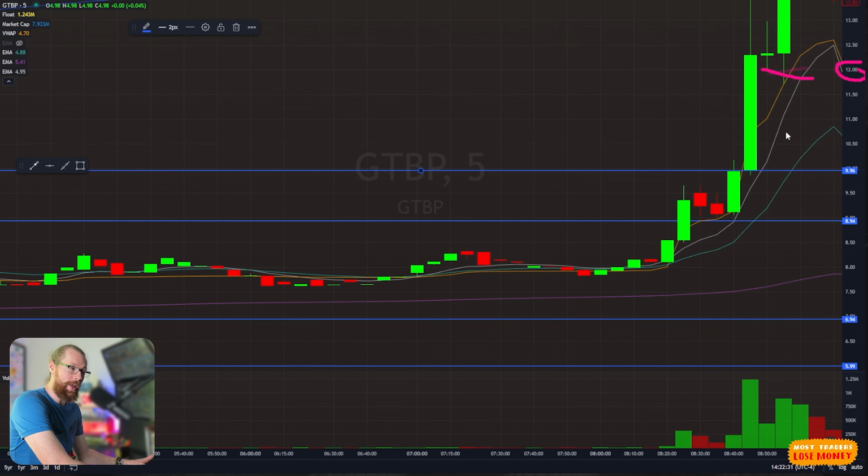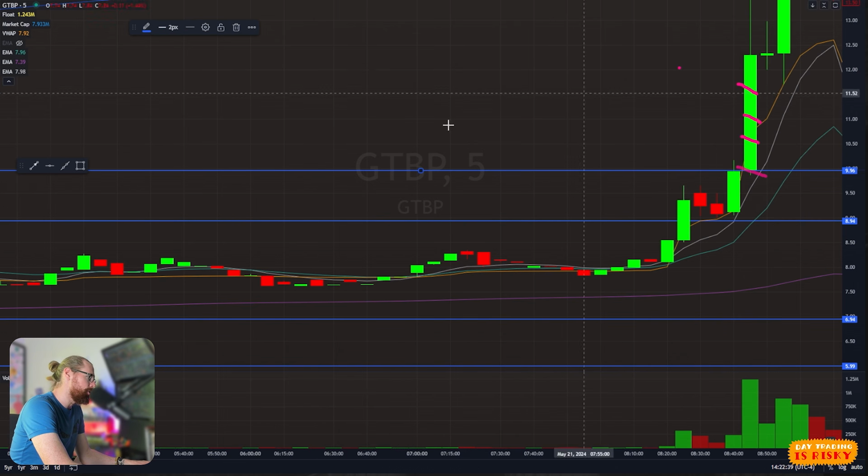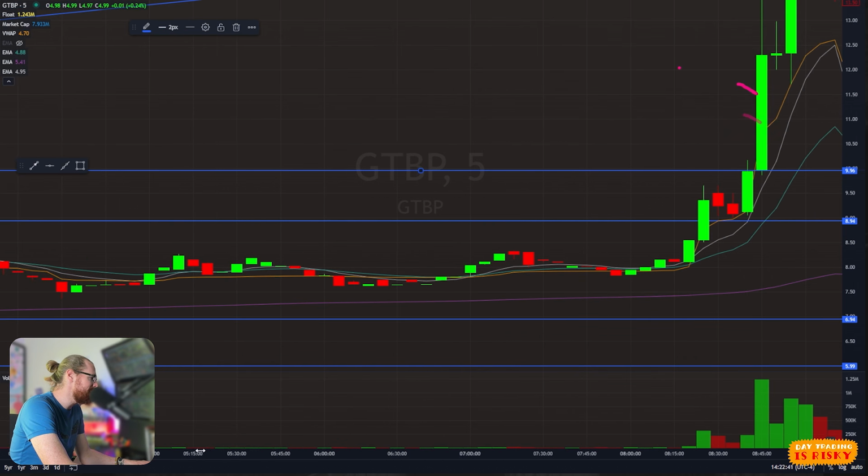Now, this became borderline parabolic when the price is going 50 cents or $1 a share at a time. That's when I say it's parabolic. We're seeing really incredible momentum, but that's not as common.